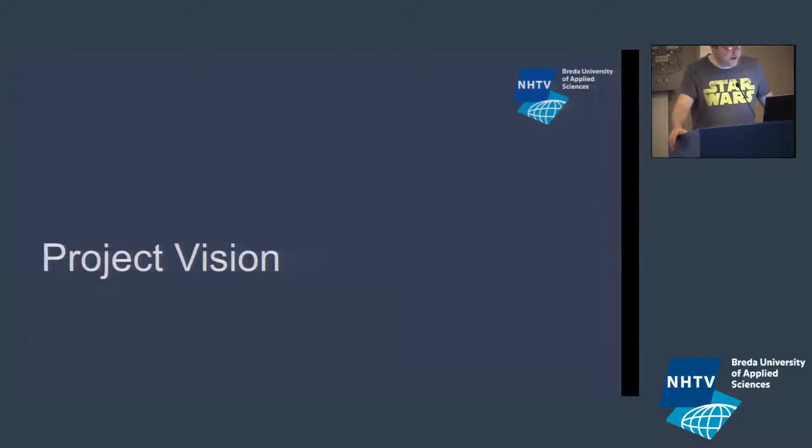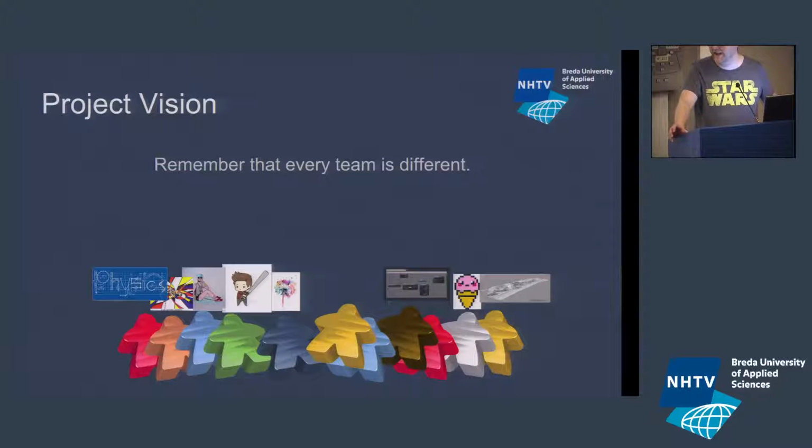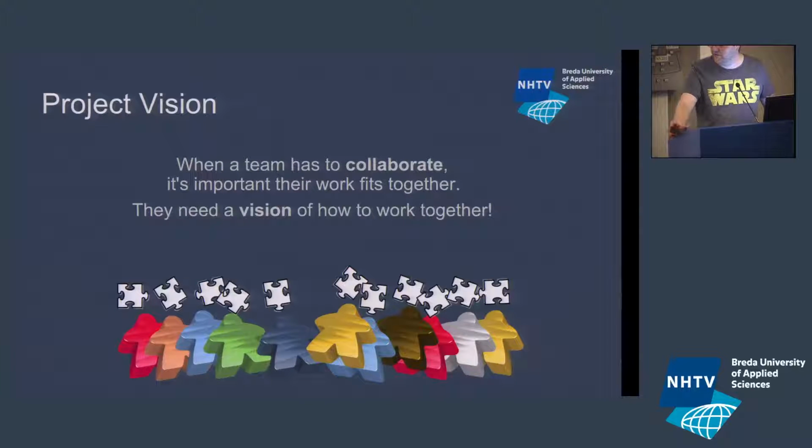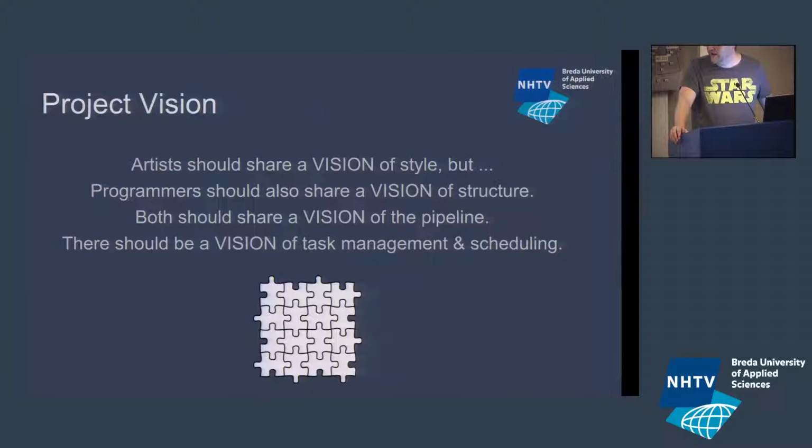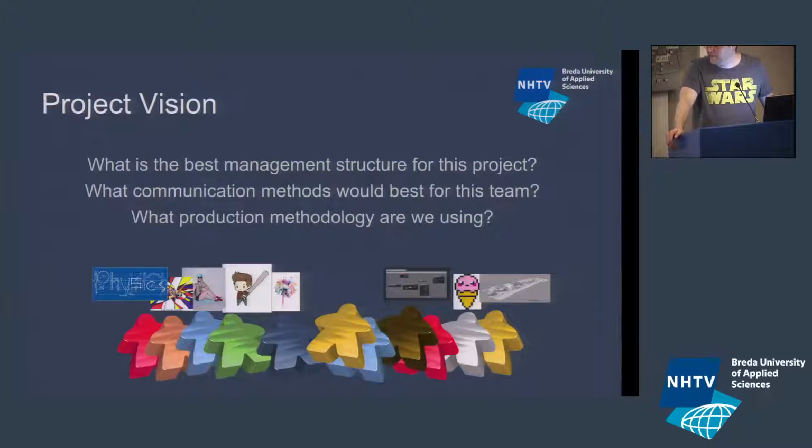Okay, so besides, that's all sort of to do with creativity and the idea that we have. Besides the idea that we have, we also need to actually make our project. So every team is completely different, and when we all collaborate, we need to find a way to fit all our working practices together. And this is also a kind of vision. This is a product vision, management vision. What is the best management structure for your team? What communication methods should you use? What production methodology are you using?